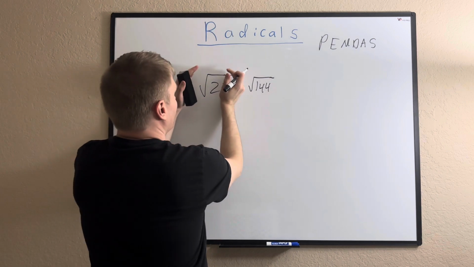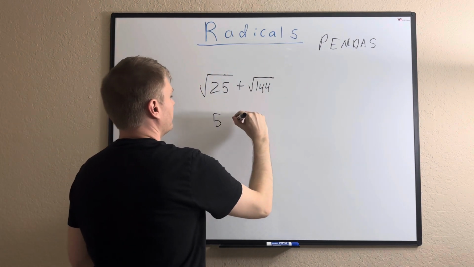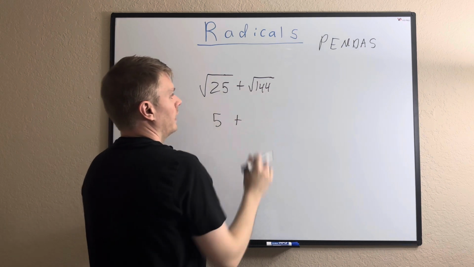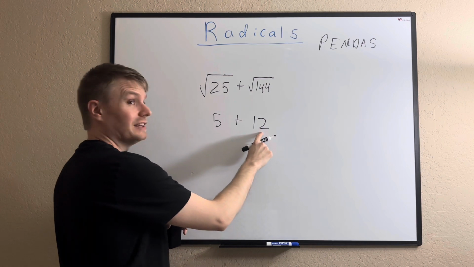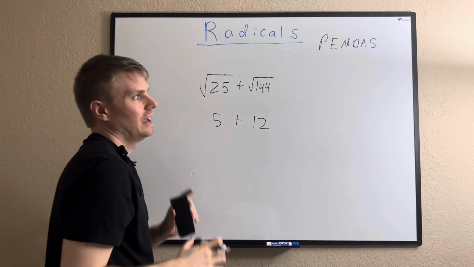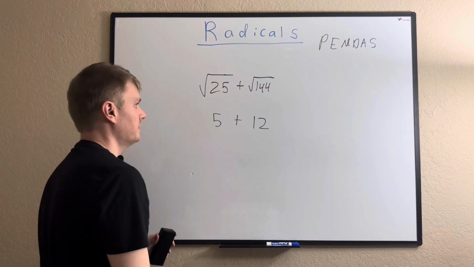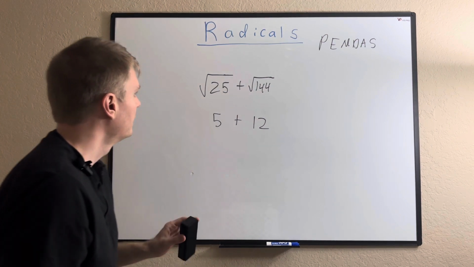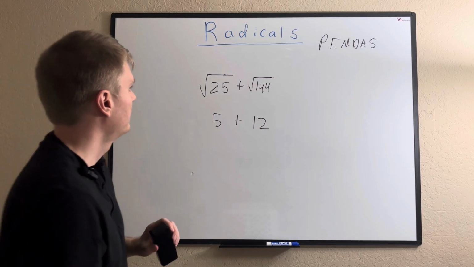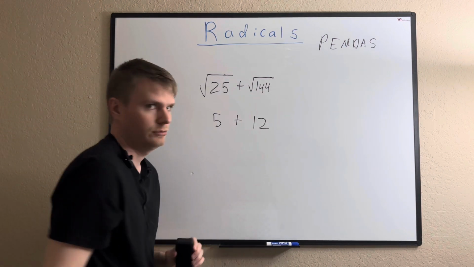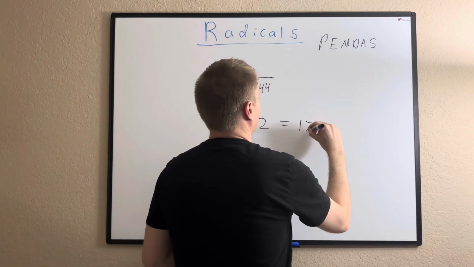So you got to do the radicals first individually. So radical 25 is 5. Radical 144 is 12. You need to know your multiplication tables up to 12. Maybe 13. I didn't bother with 14 or 15. But 12 times 12 is 144. So then you add them together and you get 17.